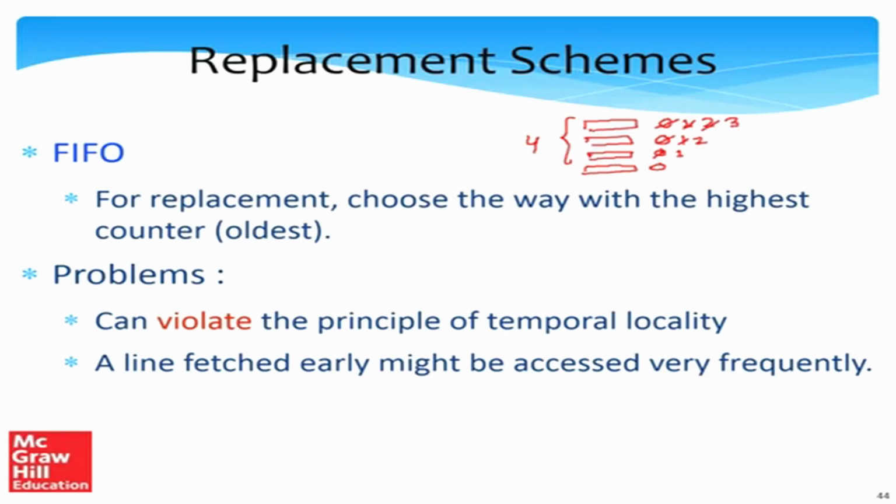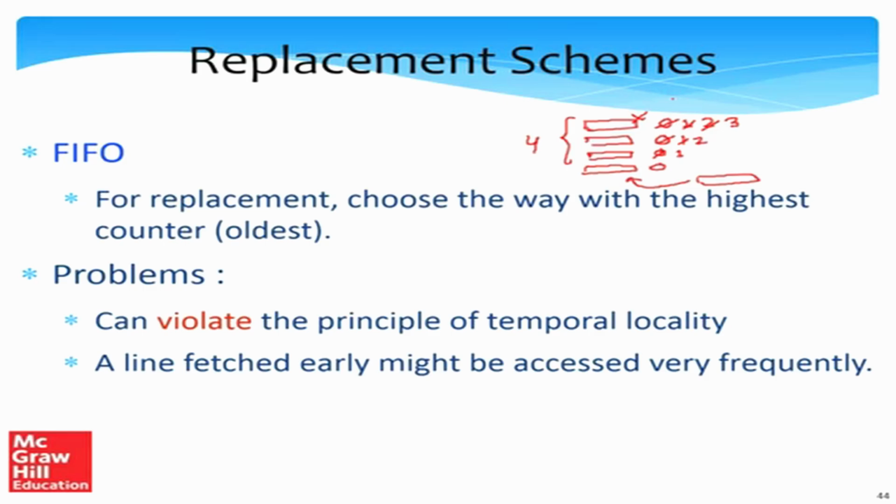Then it so happens that this block which we brought in first, which is essentially the oldest, is accessed extremely frequently. This block is extremely popular. And then we try to bring in one more block into this set. The one that will get evicted is this block. But this is maybe the one that should not get evicted, because it was getting accessed extremely frequently. So this will violate the principle of temporal locality. A line that is fetched early might be accessed very frequently, so this might not be the right thing to do.